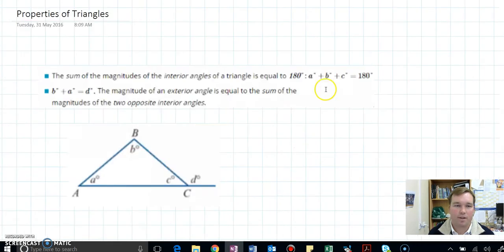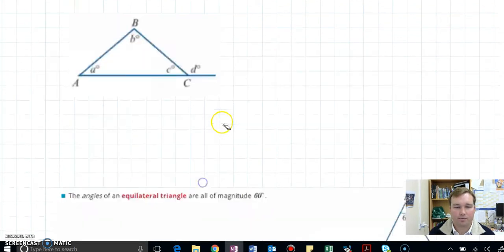Keep adding to your notes. Properties of triangles. We all know they add to 180. So A, B, and C here add to 180. What you may not know, although it would be easy enough to logic out, is that D is equal to the opposite angles inside the triangle, A and B. Alright, and that does come up occasionally, so worth just noting that down.